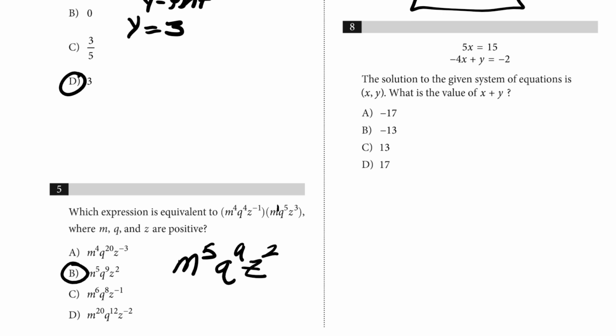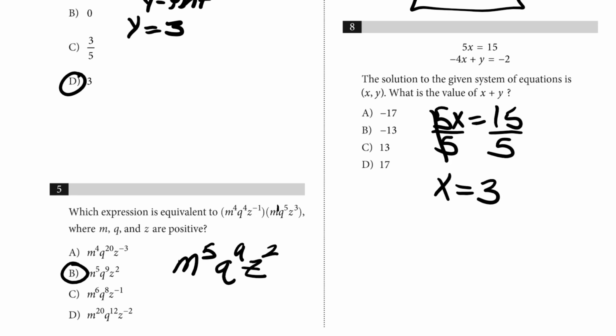The first step is we're going to use the equation on top to figure out what x is. 5x equals 15. To get x by itself, we're going to divide each side by 5. This will give us x equals 3. Next, we're going to plug this in for x in the other equation.